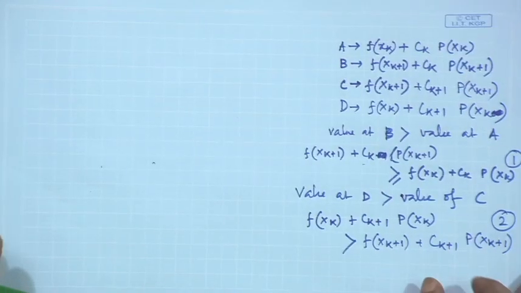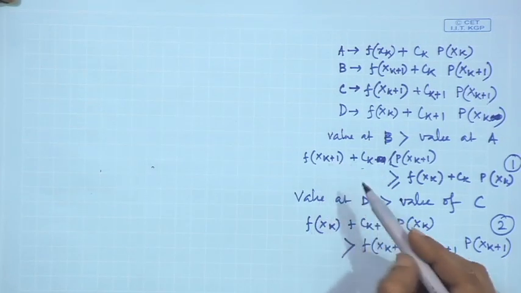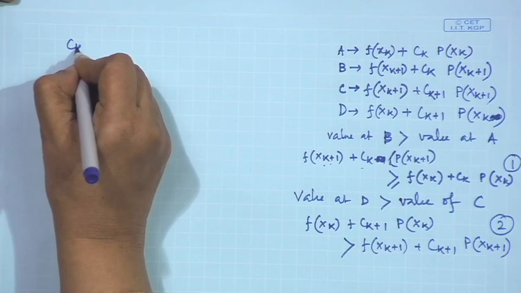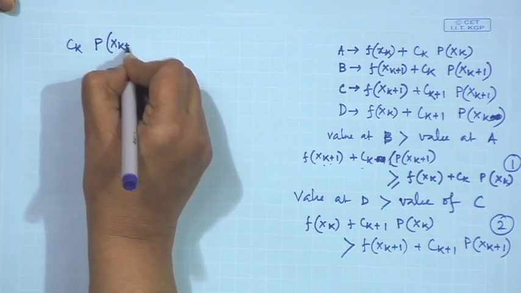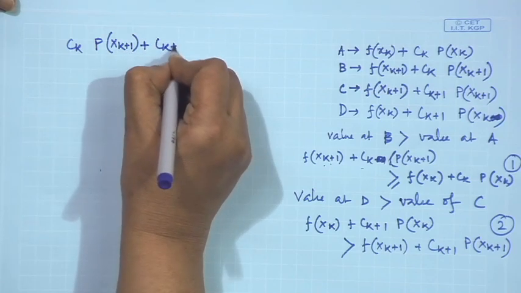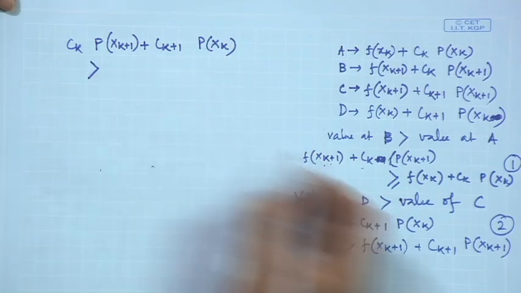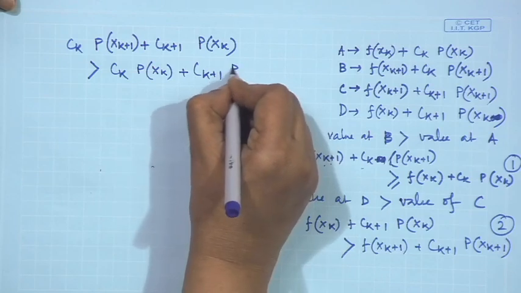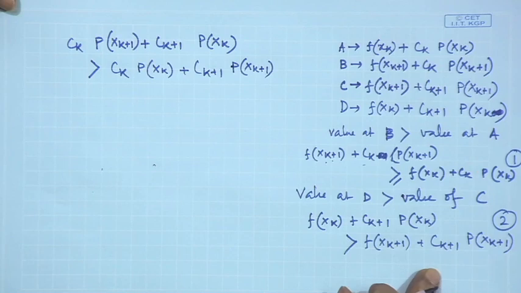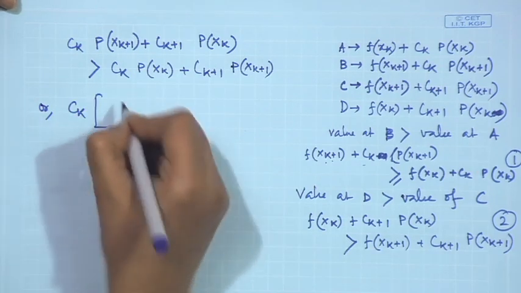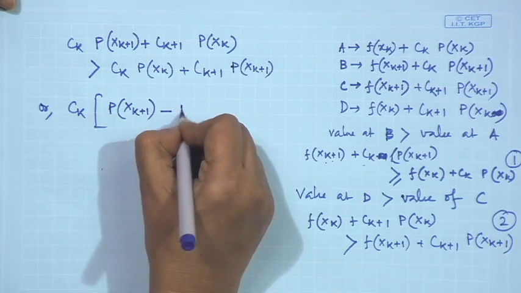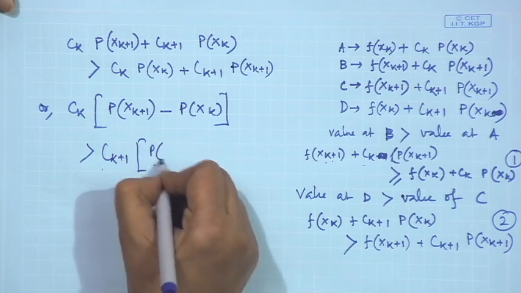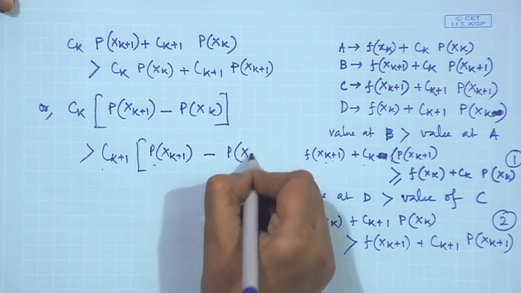If I add 1 and 2, what are we getting? You see, f(x_{k+1}) and f(x_k) will cancel each other. That is why we only have C_k p(x_{k+1}) plus C_{k+1} p(x_k) greater than C_k p(x_k) plus C_{k+1} p(x_{k+1}). Okay. Or we can have C_k together: p(x_{k+1}) minus p(x_k) is greater than C_{k+1} times p(x_{k+1}) minus p(x_k).